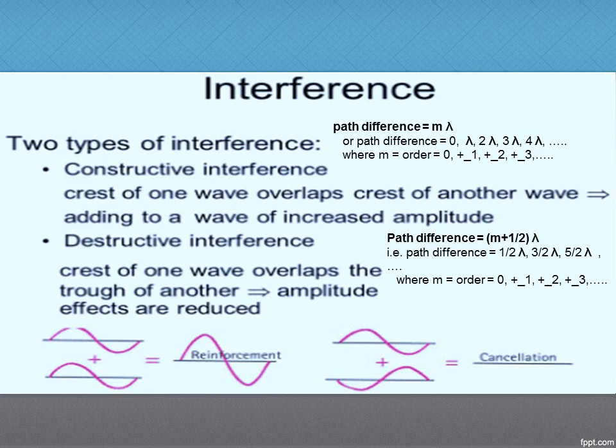The second type of interference is called destructive interference, as you see in the second diagram: the crest of one wave overlaps the trough of another, and amplitude effects are reduced. For destructive interference, the path difference is equal to (m plus half) lambda, where m is the order, equal to 0, plus minus 1, plus minus 2, plus minus 3, and so forth. So for the 0th order the path difference is half lambda, for first order 3 by 2 lambda, for second order 5 by 2 lambda, and so on.